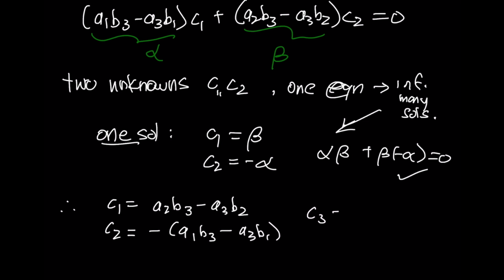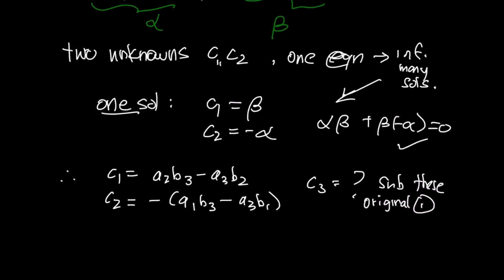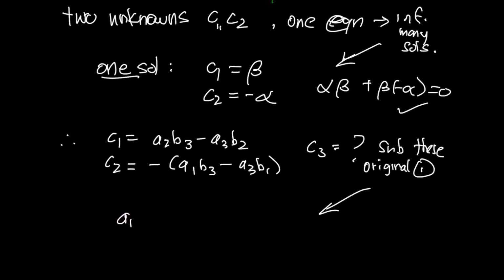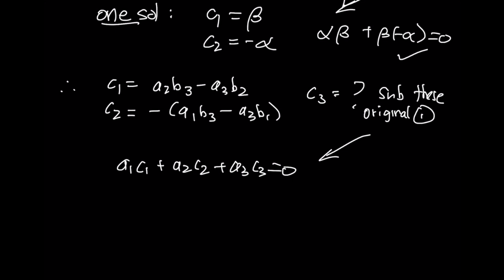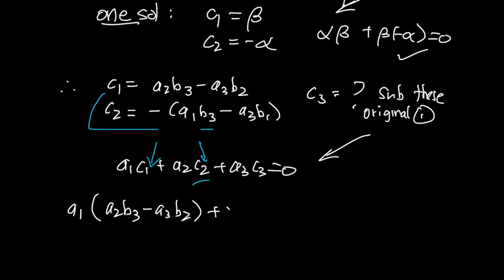C3, I don't know. I'm going to substitute these two things into the original equation 1. I have A1C1 plus A2C2 plus A3C3 is 0. I'm going to plug these things in. There is C1. There is C2. What I will get is A1 times (A2B3 minus A3B2) plus A2 times negative (A1B3 minus A3B1) plus A3C3 is 0.